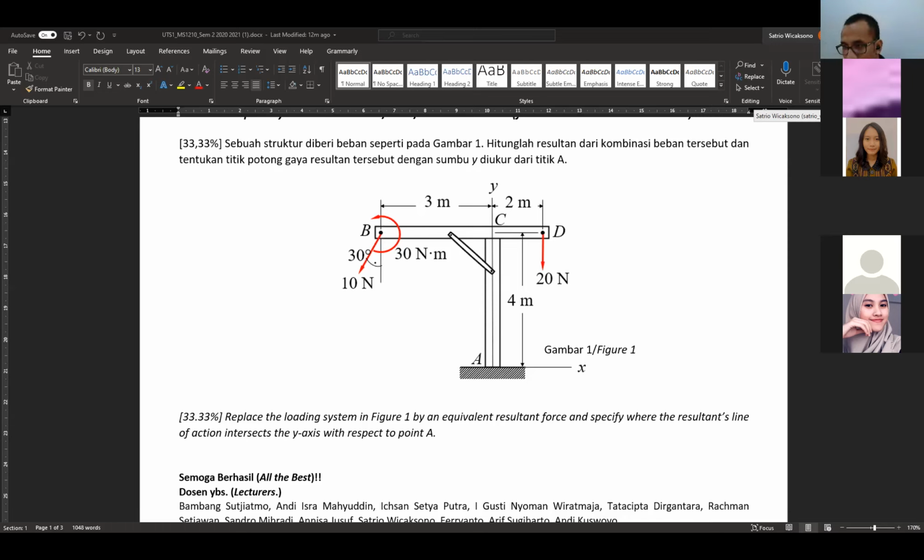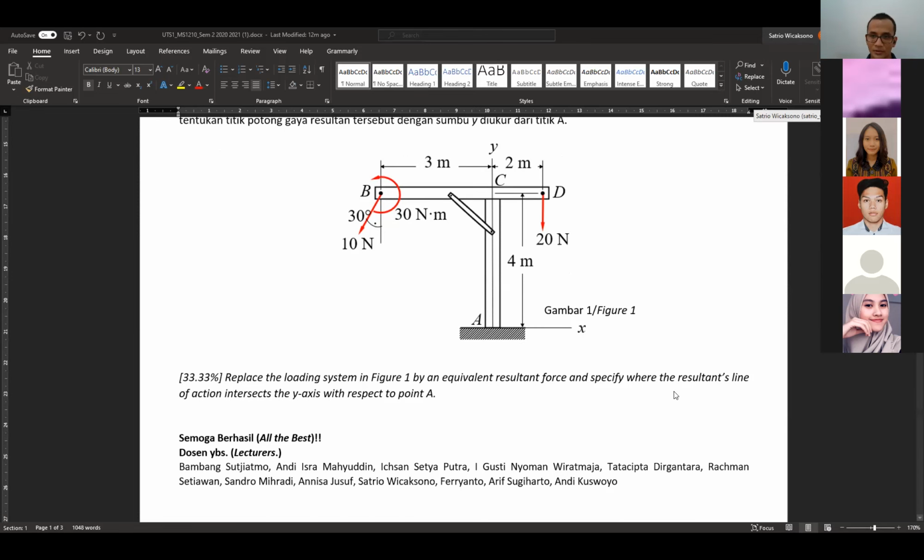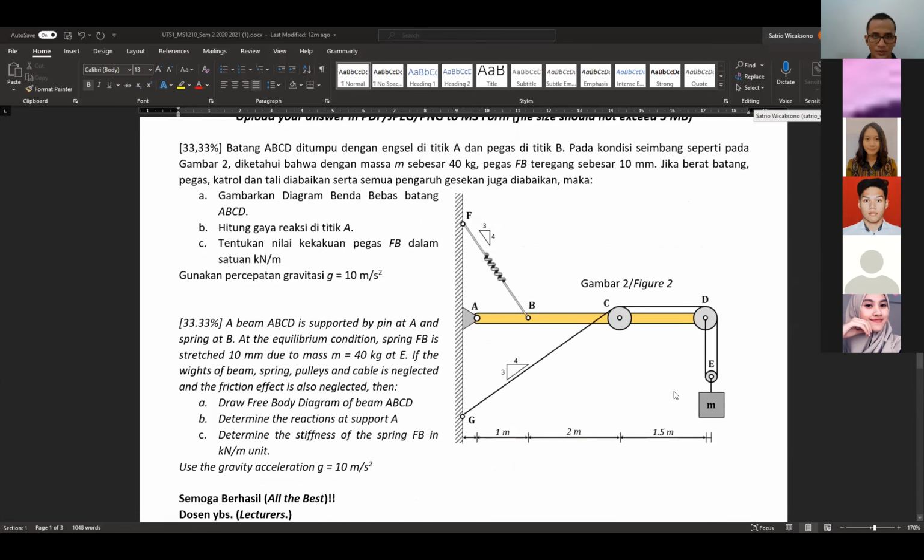Nia Aulia, do you want to ask something? I want to ask something, Pak. Okay, Rizky, yes, for number 2. Okay, let's go to number 2. What is the question here? The question stated to draw the free body diagram of beam ABCD, right? ABCD, yes, correct.